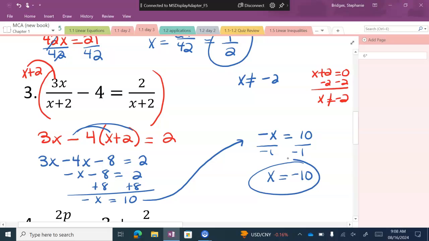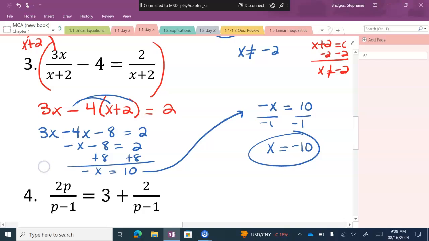I got one more I want you to try by yourself. It is very similar to 3.